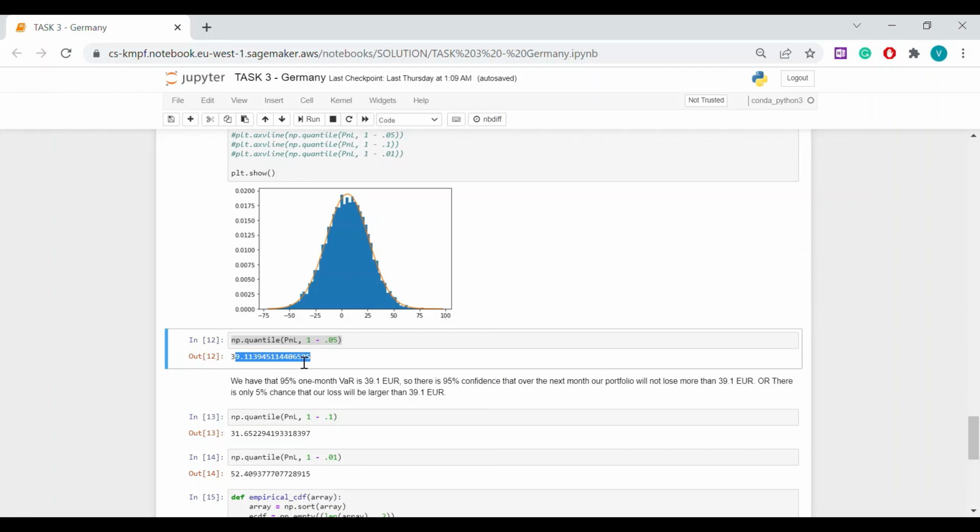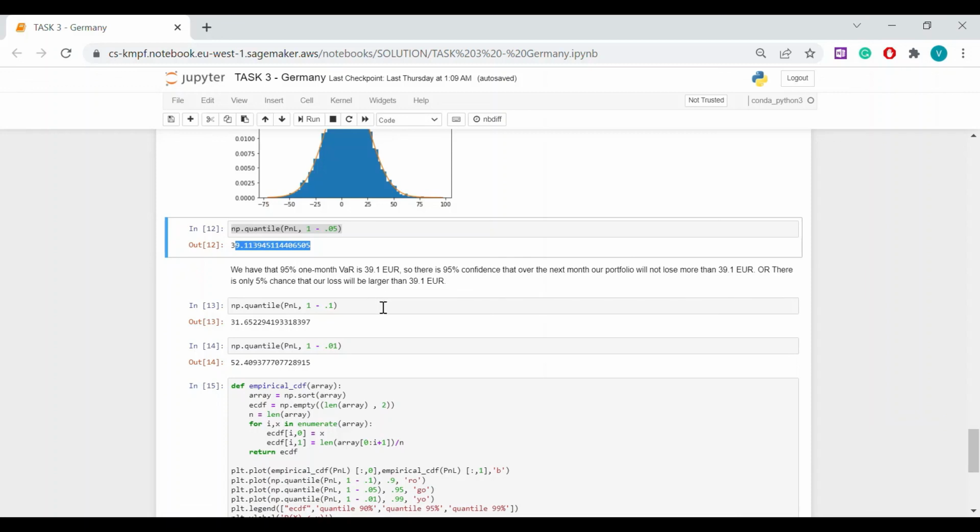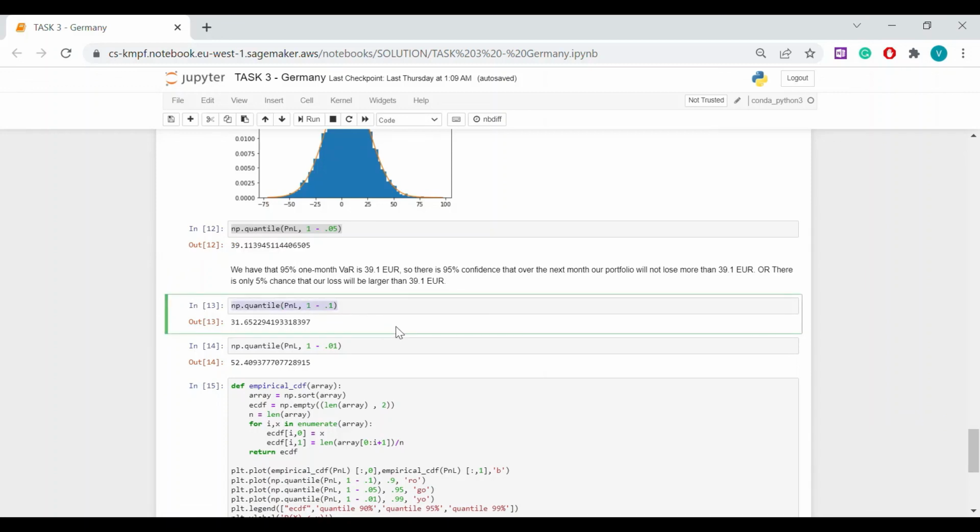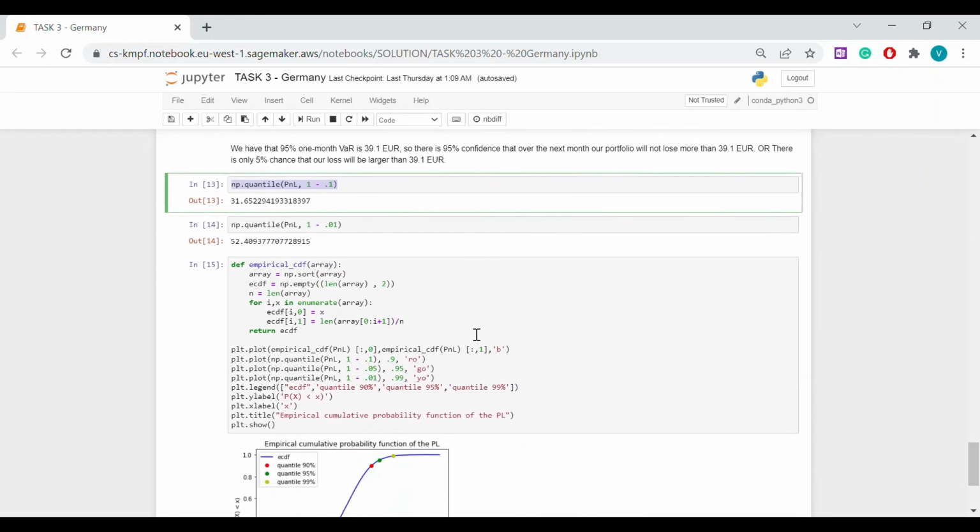This means that there is a 95% confidence that over the next month our portfolio will not lose more than 39.9 euros, or equivalently, there is only a 5% chance that our loss will be larger than 39.9 euros. And the same we can do for the 10% value at risk and 1% value at risk.